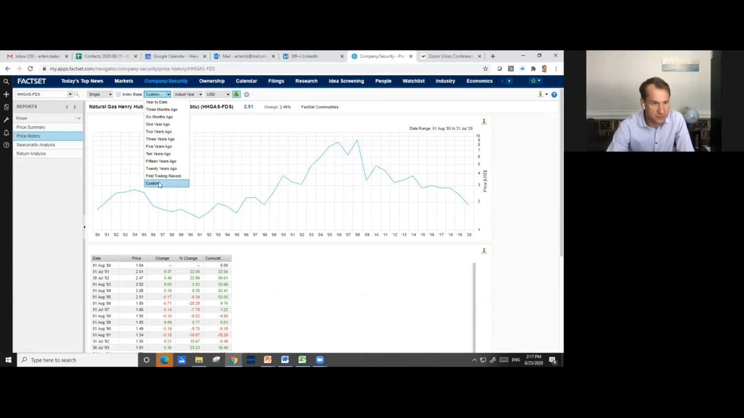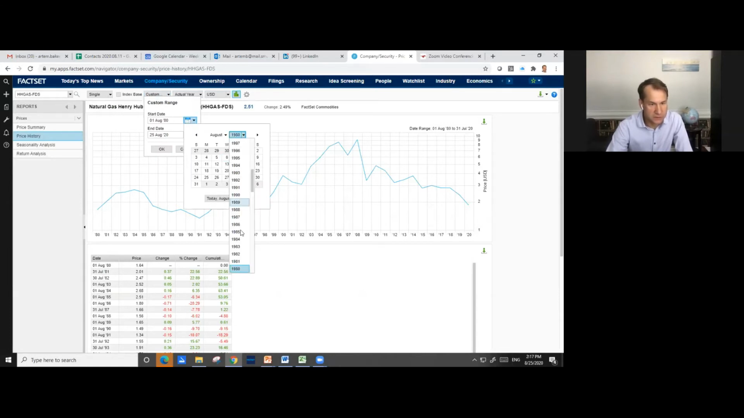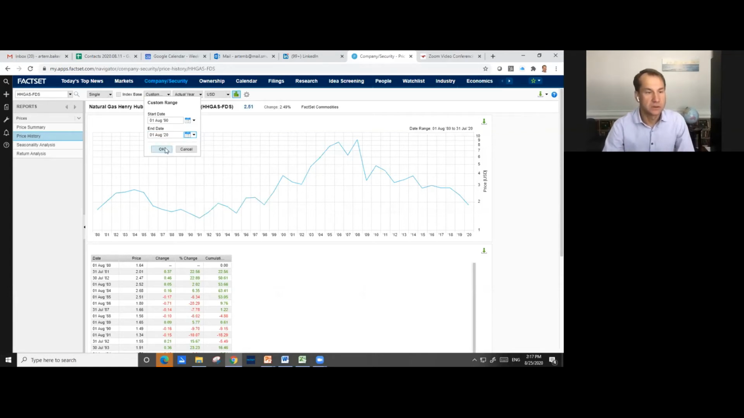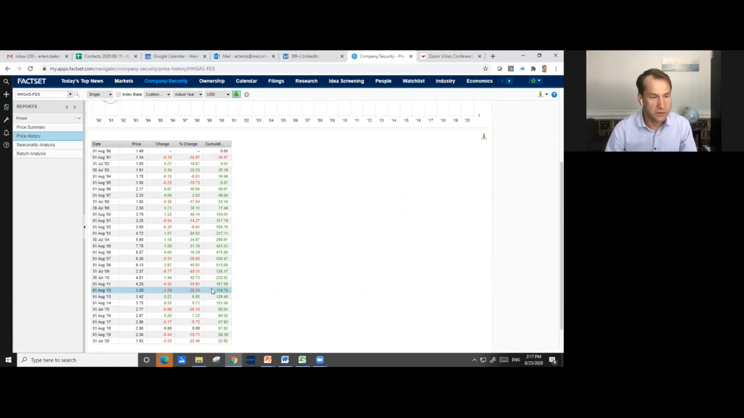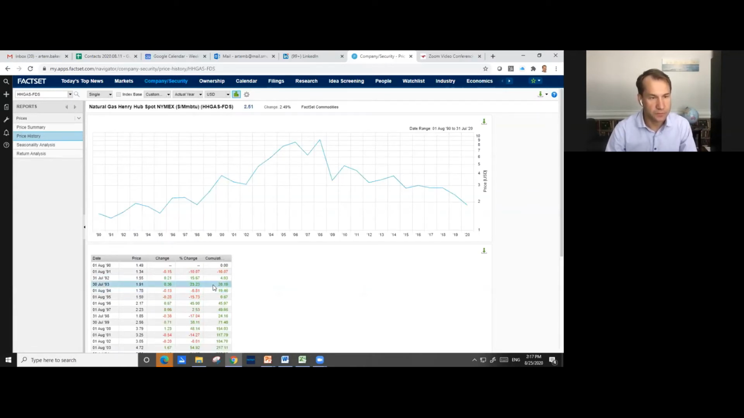So I'm going into custom, and this is just for the time period. Let me start with 1990. This will give me 30 annual points. Start on August 1st, and then end on August 1st, 2020. I'm just interested in annual data points. So here are the 30 data points for natural gas prices. I'll download them in Excel.